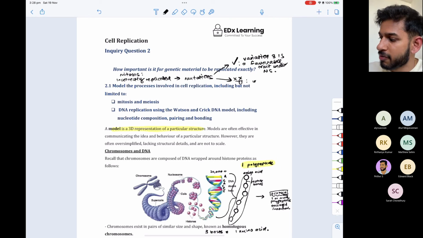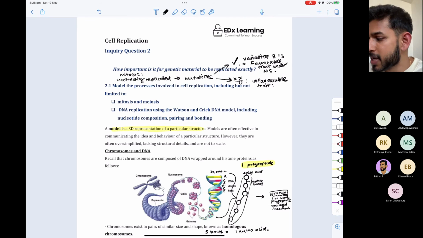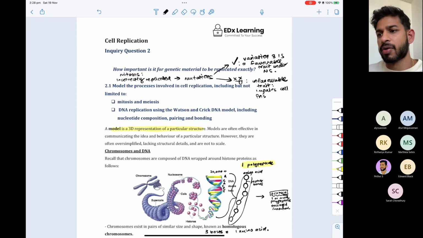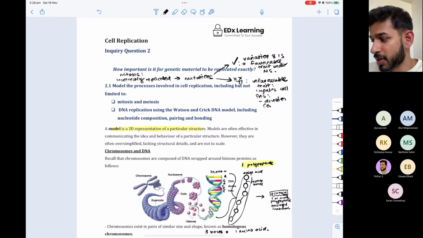When it's an unfavorable trait. And this is where you have to elaborate this, right? When would it be an unfavorable trait? It's when it impairs cell functions, as Atul mentioned, but cell functions, that's a vague term. I'm writing FNS as functions. Ed has elaborated to us that the functions of a cell include division, and in division, we're also talking about DNA replication.